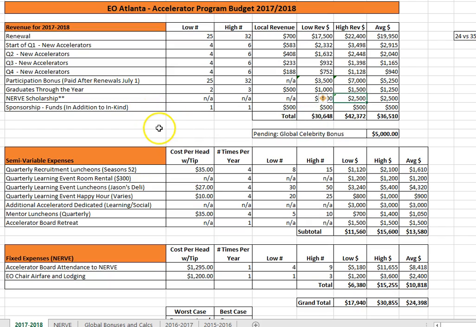And then sponsorship funds in addition to in-kind. Typically throughout the year we'll get some small contributions. Either they're sponsoring a breakfast for our quarterly learning events, or we get direct cash in kind. So this is the whole revenue picture.